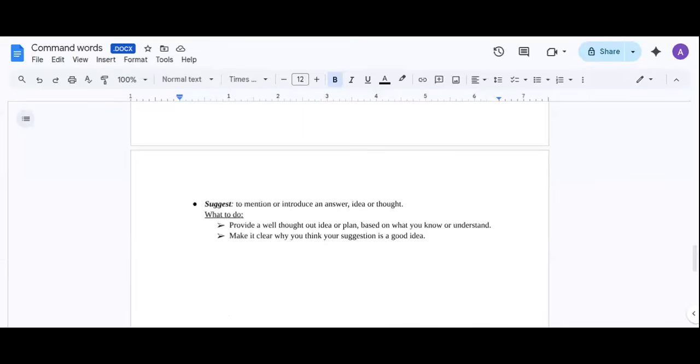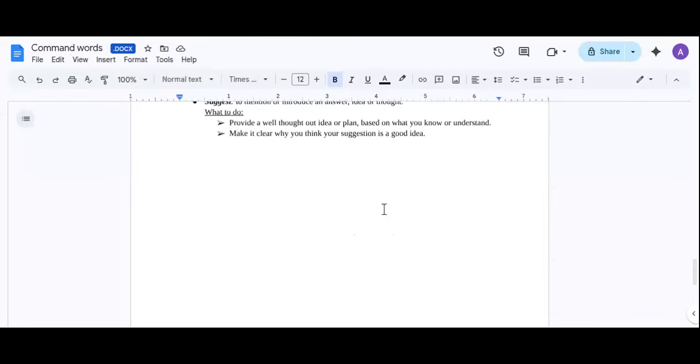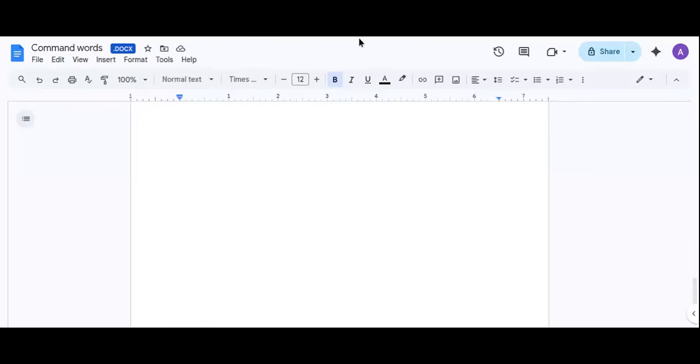Then we have suggest, just as recommend: to mention or introduce an answer, idea, or thought. What to do? Provide a well thought out idea or plan based on what you know or understand, and make it clear why you think your suggestion is a good idea. As I just said, recommend and suggest are used interchangeably. So that is it for the command words.